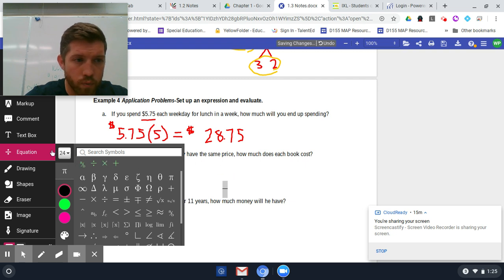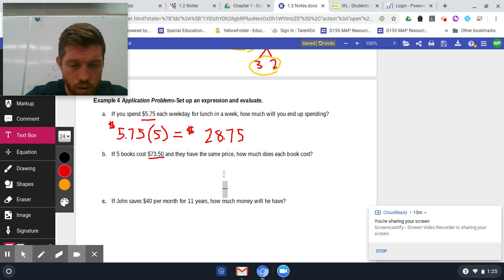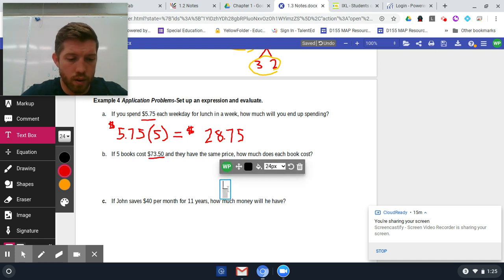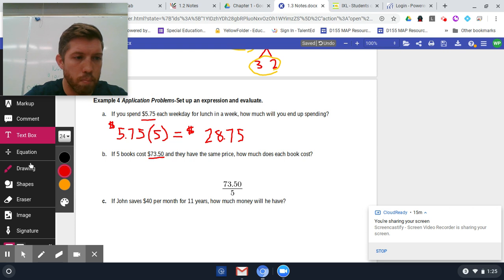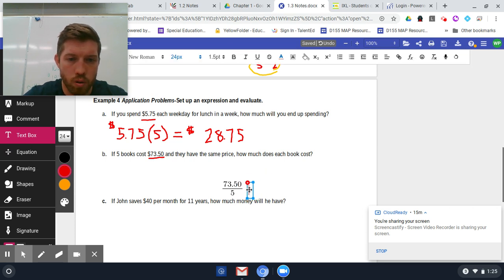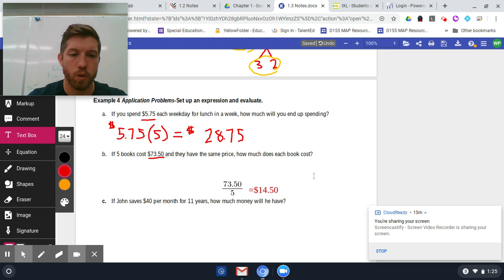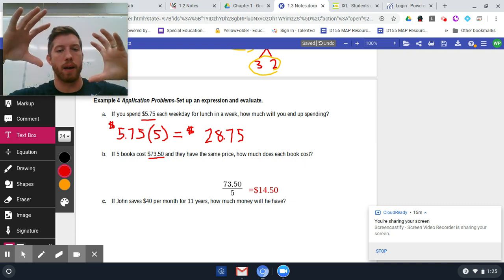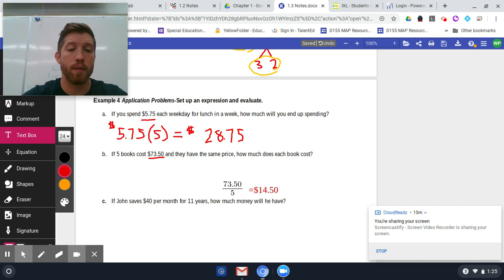All right. So we have $73.50 on the top, and we want to divide that by 5 to find out how much each book costs. So then we are going to have our equals, and we put that in our calculator, and we find out it costs $14.50 per book. Okay, so we took the total amount, we divided it by the number of items we have, and we find out how much each one costs.